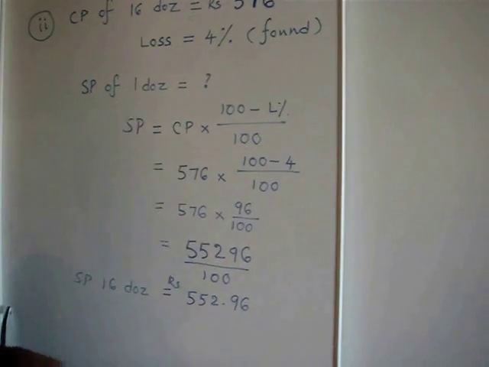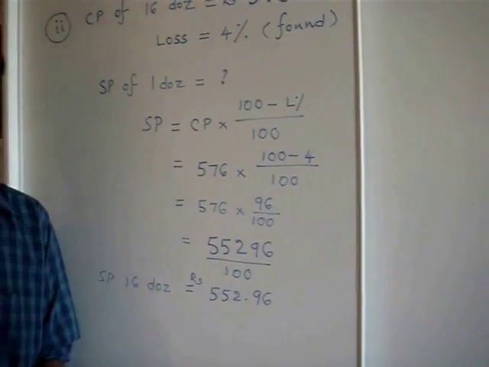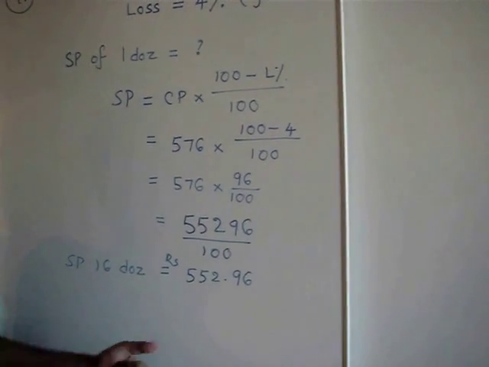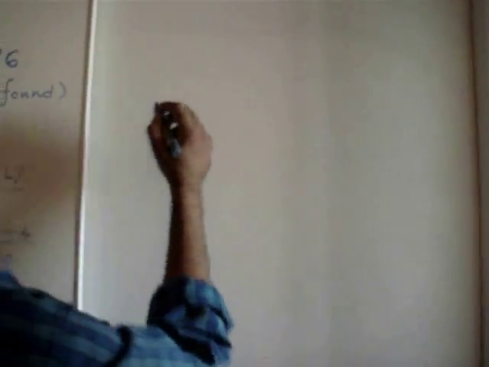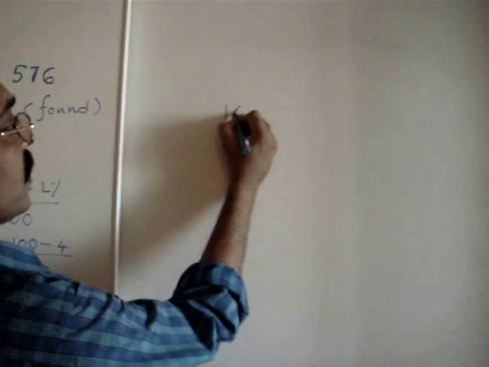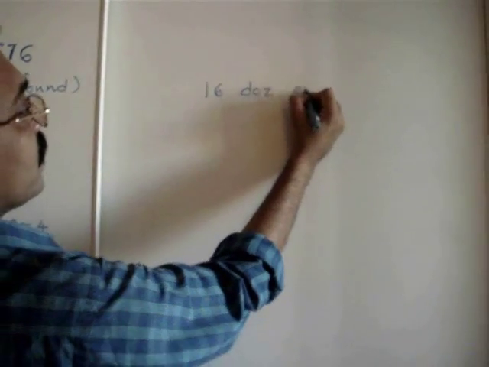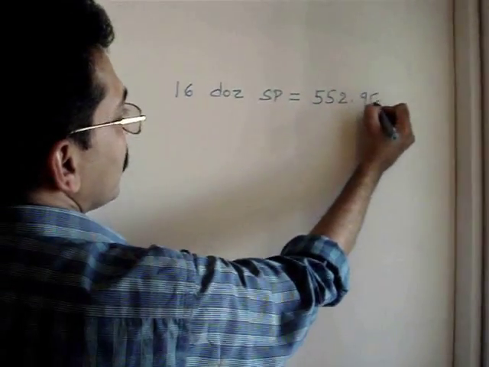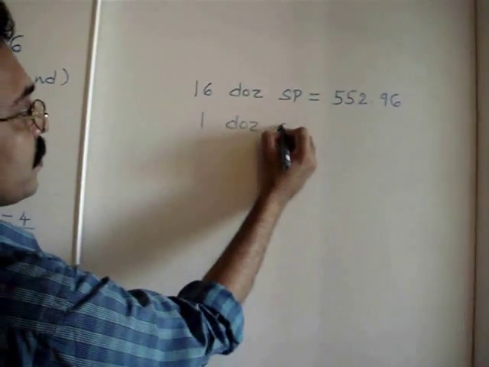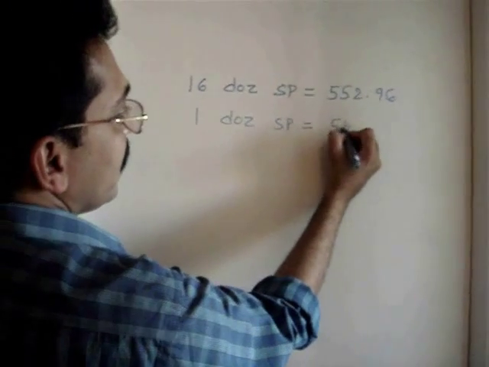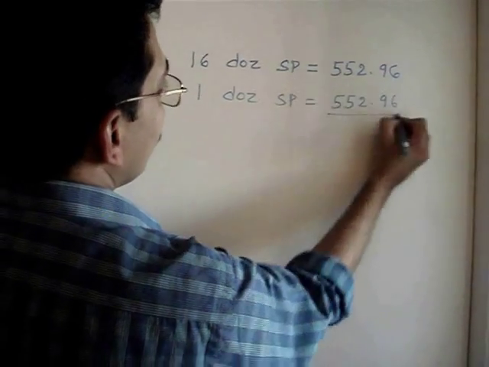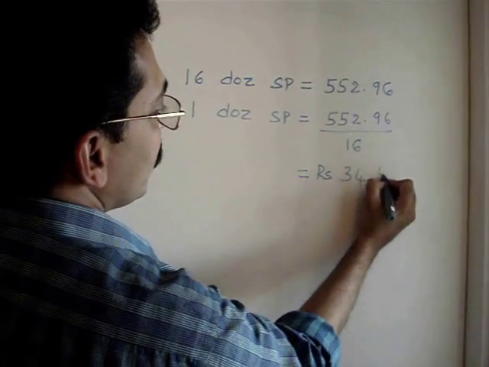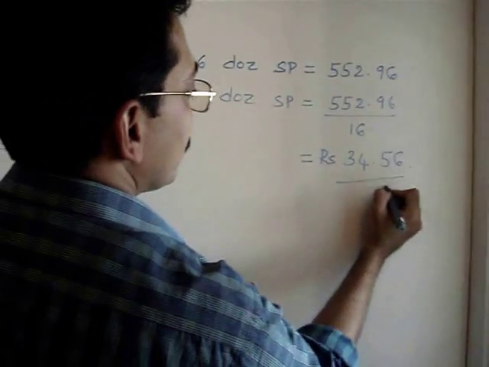But in the question it is asked, what is SP of 1 dozen ball pens? We have the SP of 16 dozen ball pens is 552.96. The question says, what is SP of 1 dozen ball pens? So 16 dozen ball pens SP is equal to 552.96. So 1 dozen ball pens SP is equal to, we have to divide 552.96 by 16. This gives us the answer as rupees 34.56. There ends the second part.